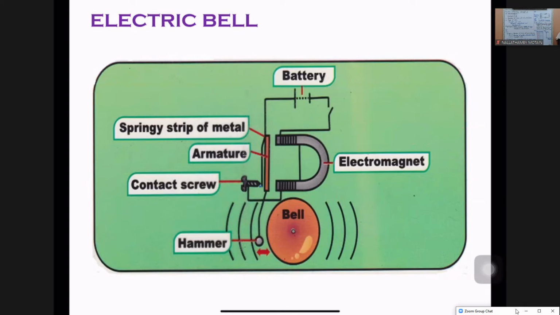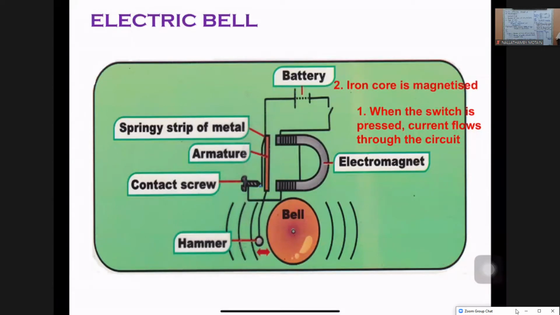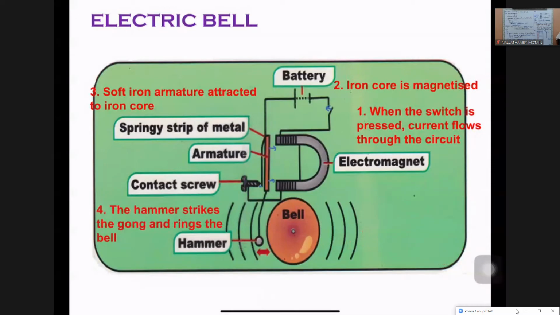Okay, I repeat. First, when the switch is pressed, current flows. Second, at that time what happened? The soft iron core becomes an electromagnet. Number three, the soft iron armature is pulled by the electromagnet, then what happened? The hammer will strike the gong and ring the bell.